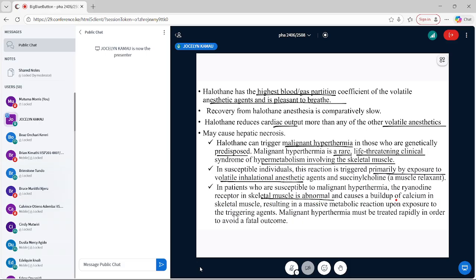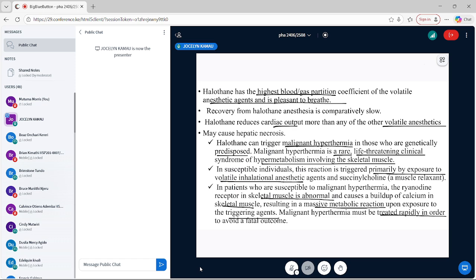So in patients who are susceptible to malignant hyperthermia, the ryanodine receptor in the skeletal muscle is abnormal and causes a buildup of calcium in the skeletal muscle, resulting in a massive metabolic reaction with contraction and relaxation upon exposure to the triggering agent. And as we have said, one of the triggering agents can be halothane. Malignant hyperthermia must be treated rapidly in order to avoid a fatal outcome.